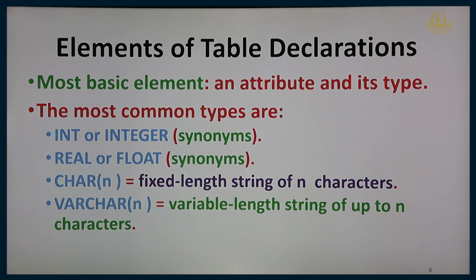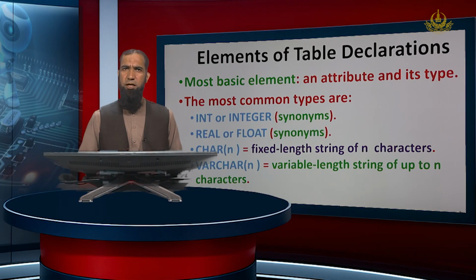In a table definition, the most basic element is an attribute, also called a column. Each attribute must be assigned a data type that defines what kind of values it can store. The most common data types include int or integer for numeric values without decimals. The second is real or float for fractional numbers. The third is character for fixed length text, for example, character with length 10 always reserves space for 10 characters.